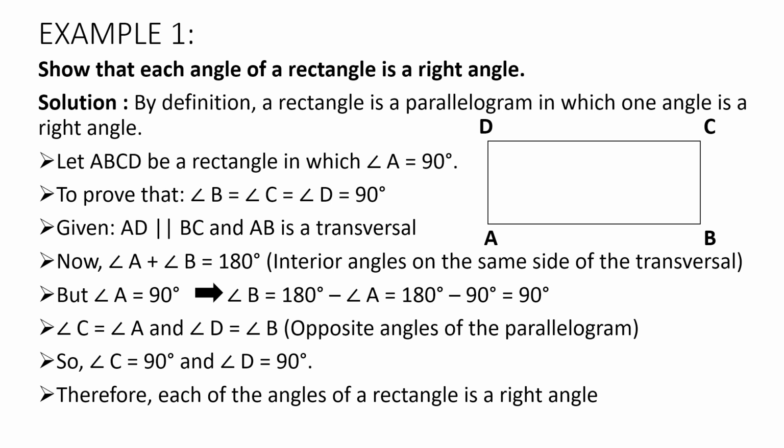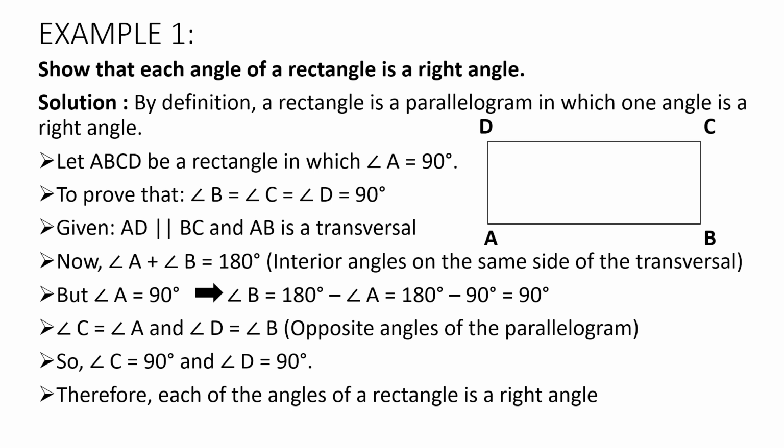Show that each angle of a rectangle is a right angle. Now, by definition, a rectangle is a parallelogram in which one angle is a right angle. ABCD is a rectangle with angle A 90 degree. We have to prove all three other angles are also right angles. We are given that AD is parallel to BC, so AB can act as a transversal.